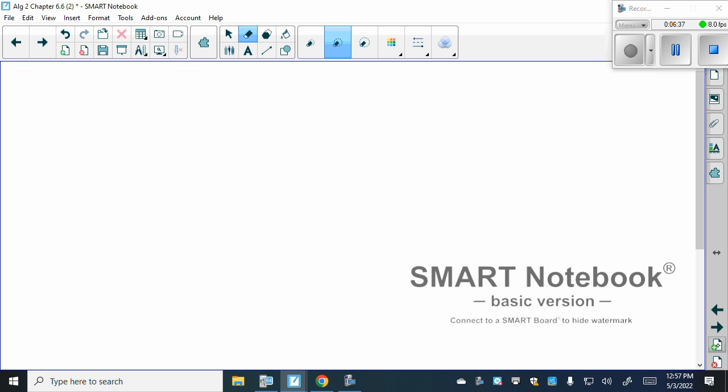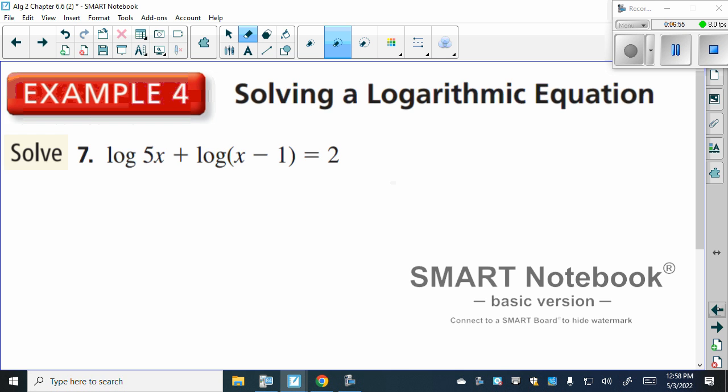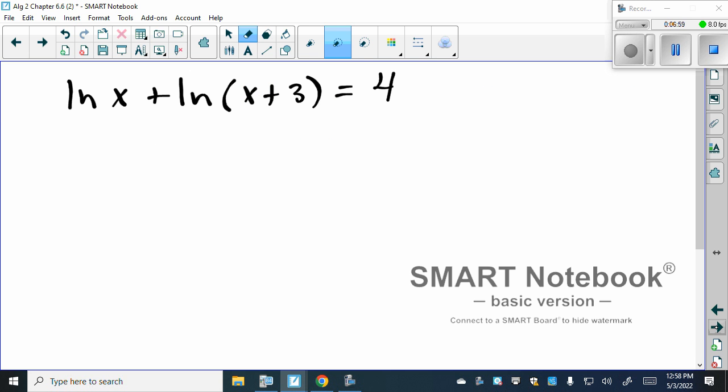We can mark through this one. I want to do ln of x plus ln of x plus 3 is equal to 4. So I want to add this one in. So the one that was supposed to be this here, log of 5x plus log of x minus 1, you can mark that out and put this one in.